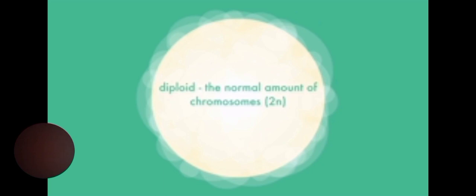And when they come together, they create a zygote with 46 chromosomes. This is 2N because N plus N is 2N. The new zygote is diploid. It has the normal amount of chromosomes. Different animals and plants will have different diploid numbers for their species. For example, fruit flies have 8 chromosomes, dogs have 78, and lilies have 24.